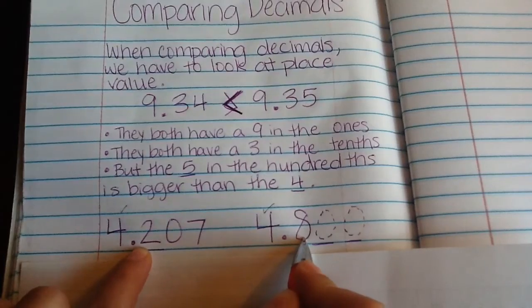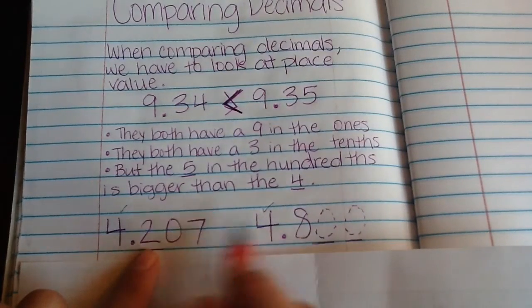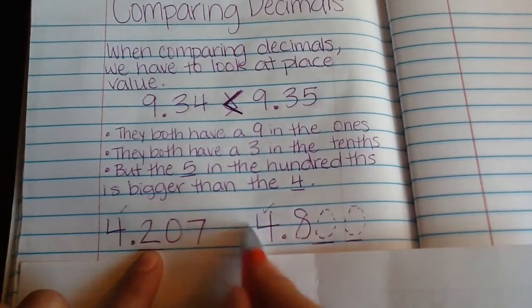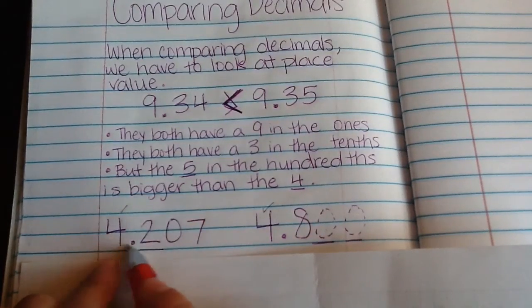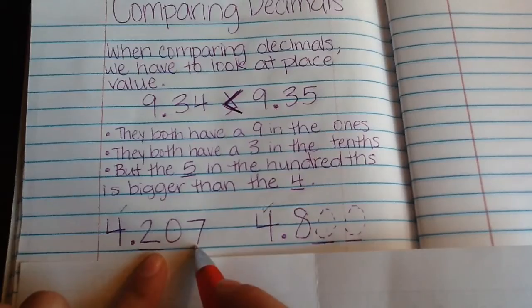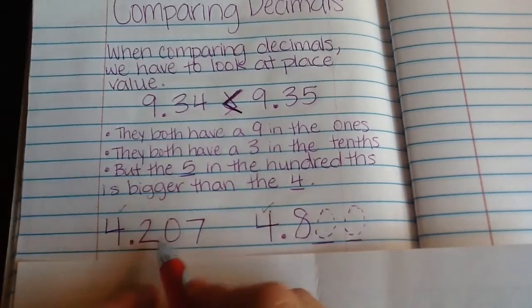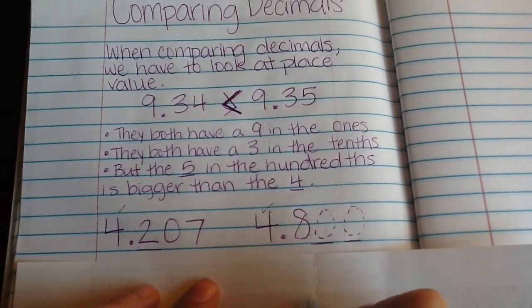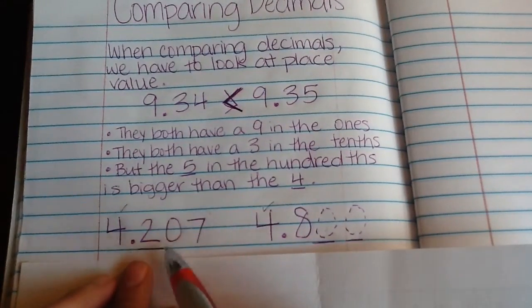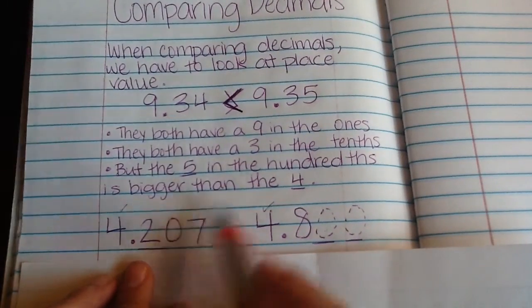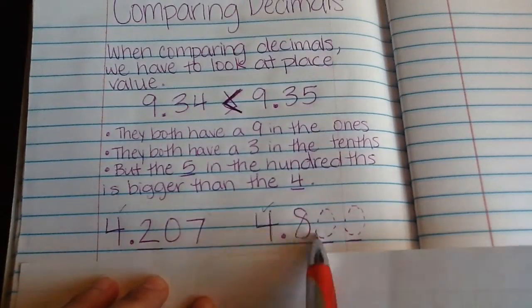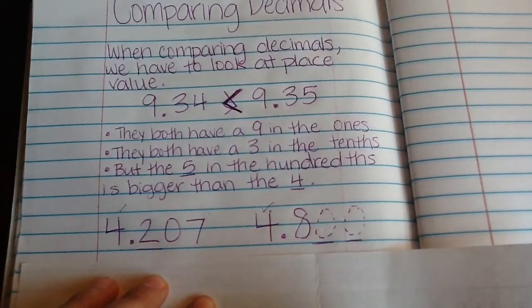Well, which one's bigger? We know that the 8 is larger, so this number is actually larger than 4 and 207 thousandths. Now what we can do, just to match the number of digits there are, is add 2 extra zeros. Now we can say, well, 207 is actually smaller than 800. And we can see right away which one's larger.